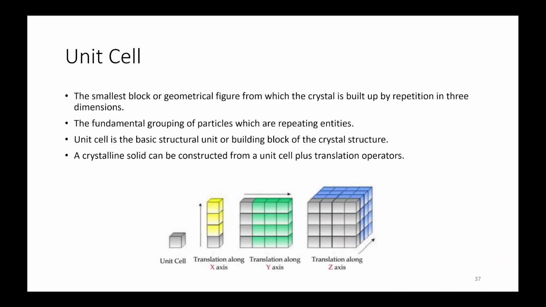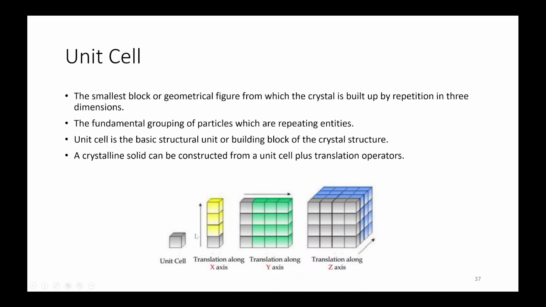Now unit cell, it is the smallest block or geometrical figure from which the crystal is built up by repetition in 3 dimensions. So it is the fundamental grouping of particles which are repeating entities. So this single unit cell, if we repeat it in multiple directions, will give your entire crystal. So this is called unit cell. Unit cell is a basic structural unit or building block of the crystal structure. A crystalline solid can be constructed from a unit cell plus translation operators.